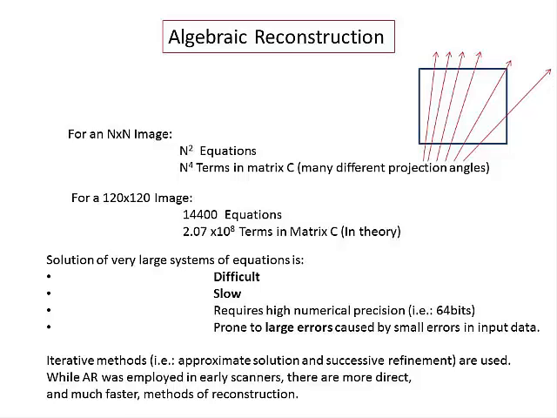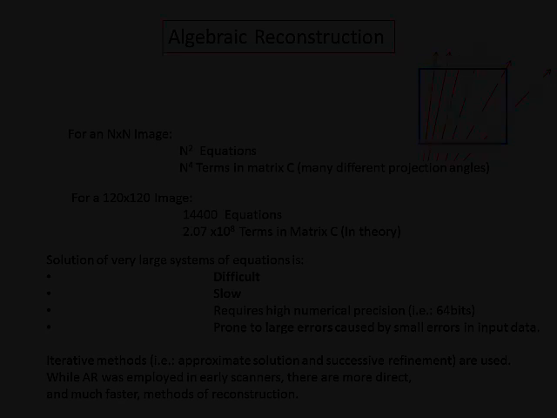Very large systems of equations can be solved. This is difficult and prone to errors. For example, very small errors in measurement may lead to inconsistency in the equations, and the solution may be wildly wrong. In practice, these systems of equations are solved iteratively, in which an initial guess of the solution is made, and then its accuracy is increased in stages.